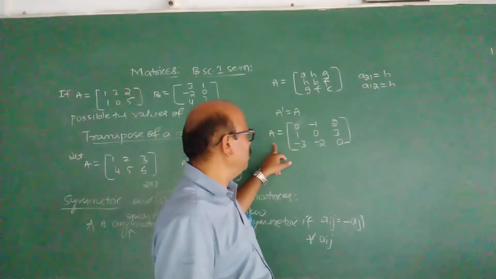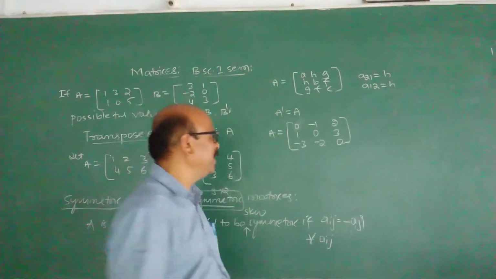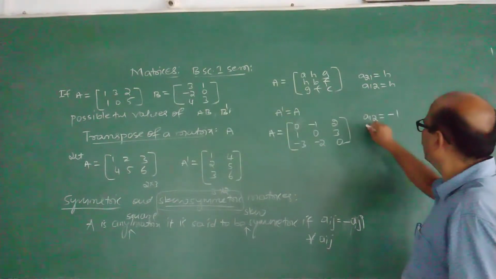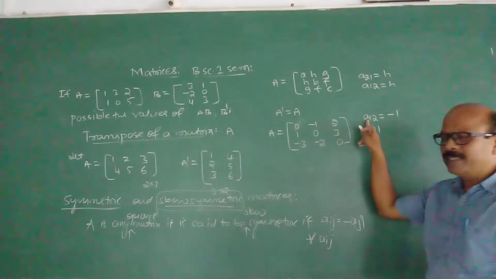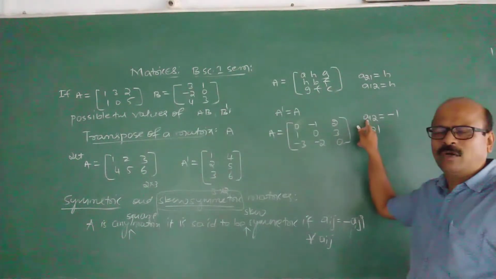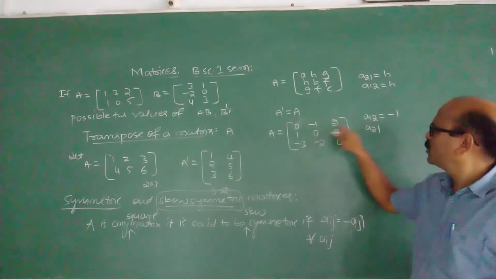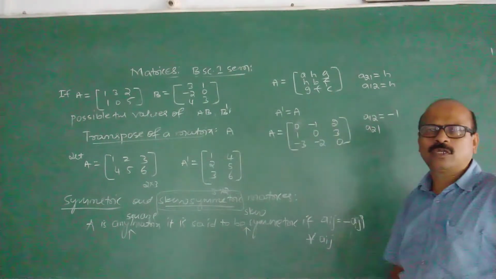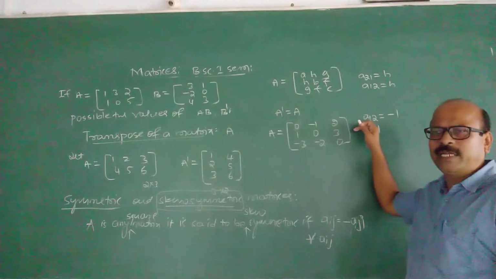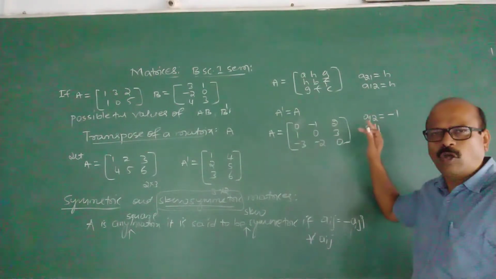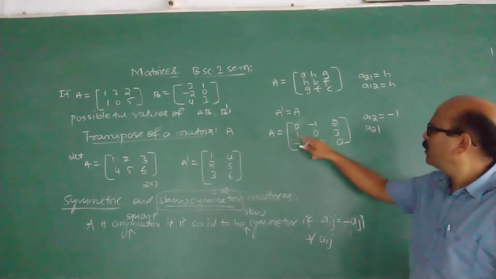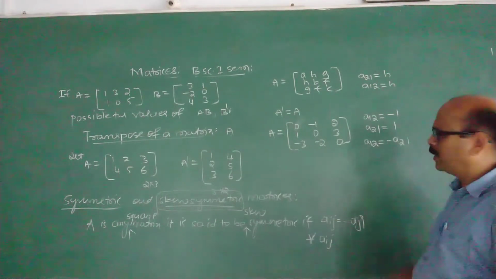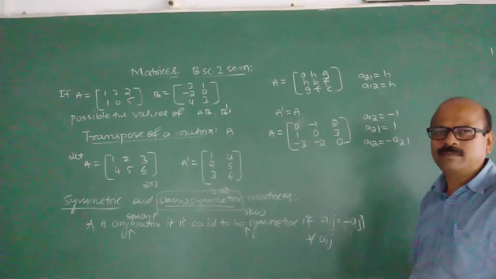But take this example first. It is skew symmetric because what is A12 here? Minus 1. What is A21? I think now you can easily understand this. What is the meaning of A12? A12 means first row, second column. This suffix indicates the position of the element. First suffix indicates row, second suffix indicates column. A12 is minus 1. What is A21? Plus 1. Therefore A12 is minus A21. Now this is true for all the elements.